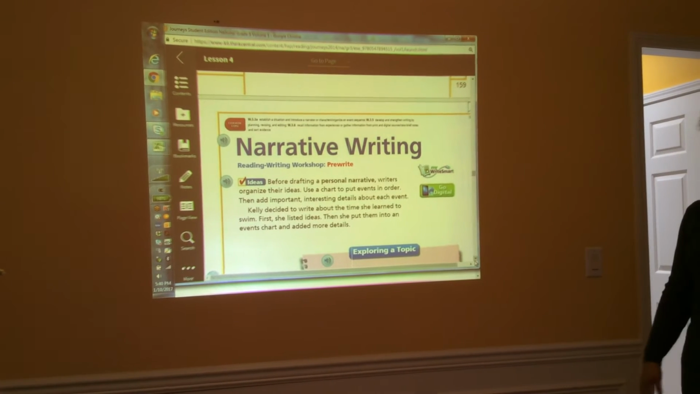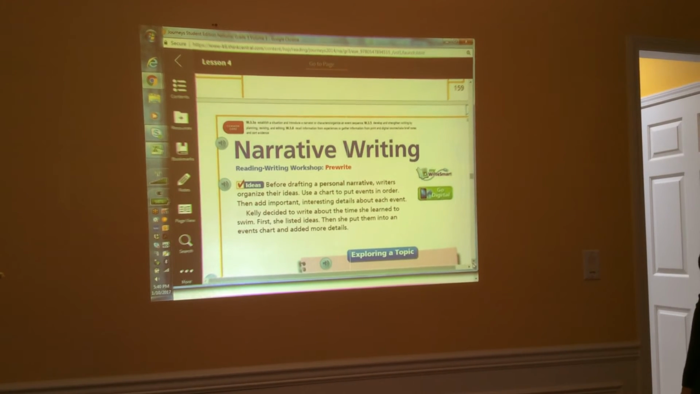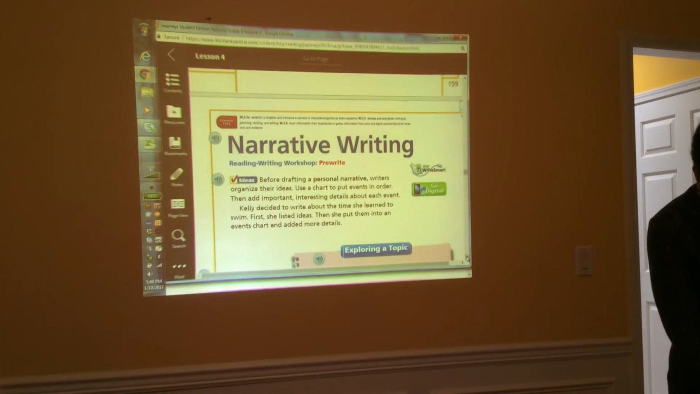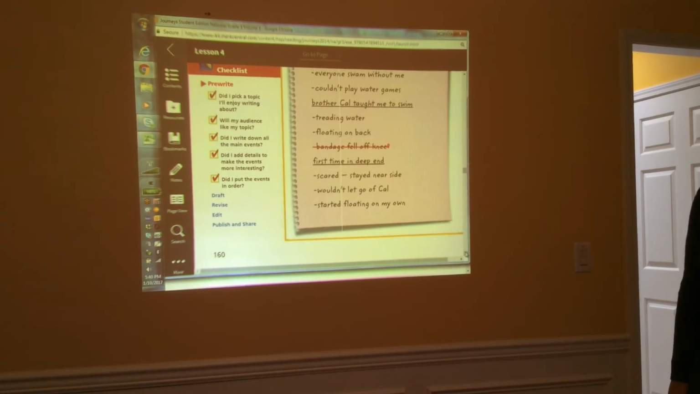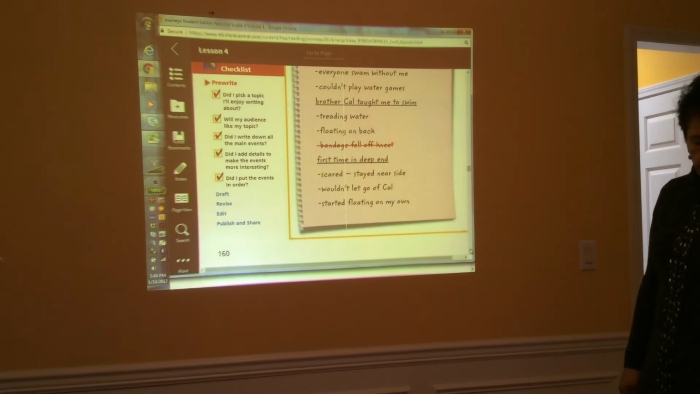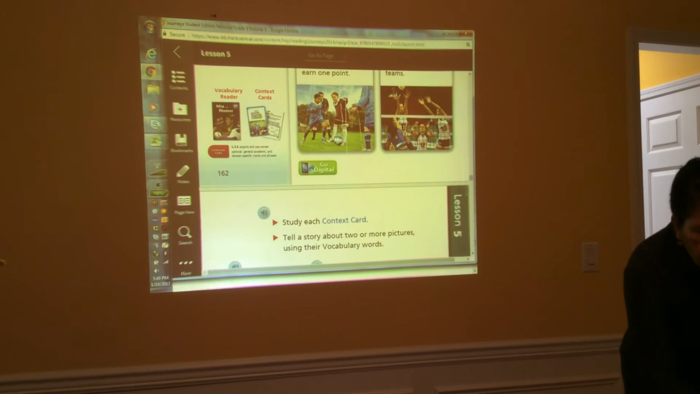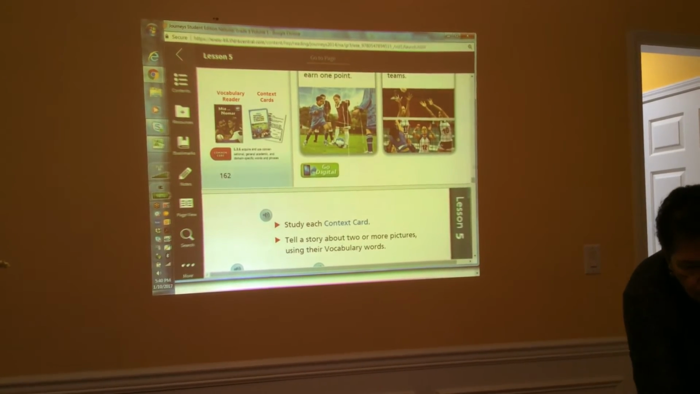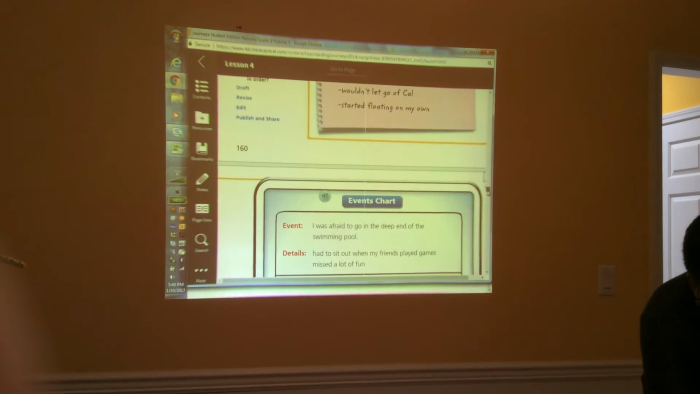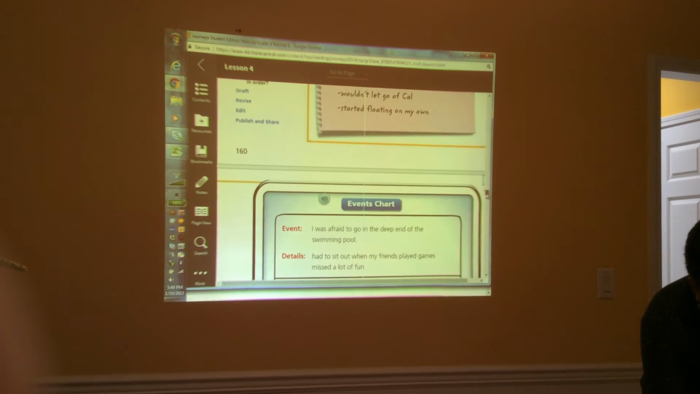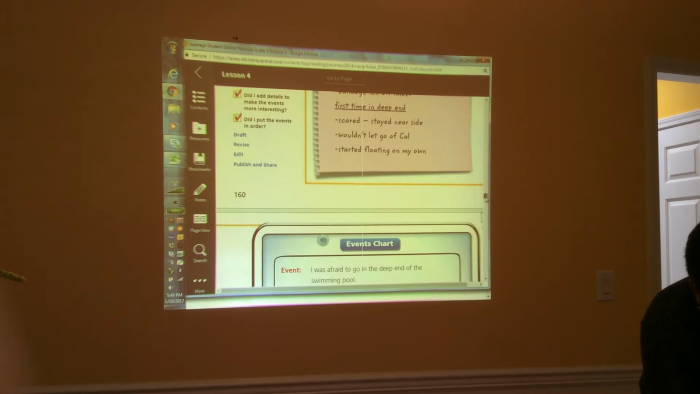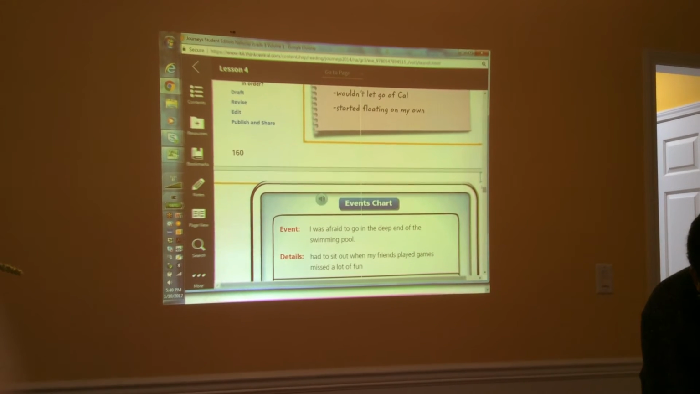It gives him an opportunity to find out about a personal narrative and then to explore a topic, utilize a writing checklist, then construct his own narrative utilizing events and details.